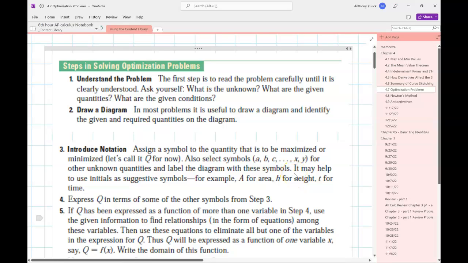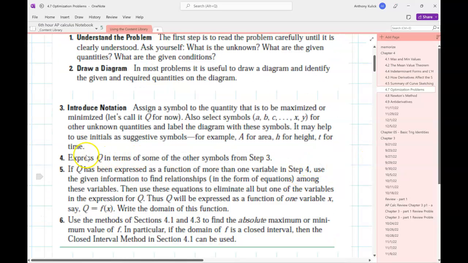In the no-doi tip of the day, it says it may help to use suggestive symbols. For example, A for area or H for height. Yeah, I know, right? At that point I was like, I'm done reading this. It's the no-doi of the century here.